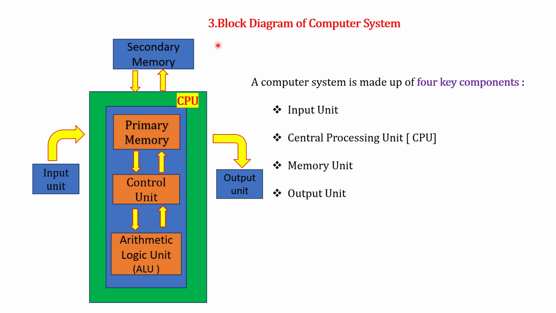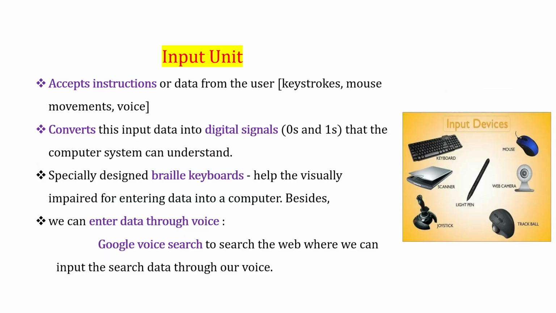In this video, we shall discuss the block diagram of the computer system in detail. A computer system is made up of four key components: the input unit, the central processing unit, the memory unit, and the output unit. Again, in the central processing unit, there are three main components: the primary memory, the control unit, and the arithmetic and logic unit. So we shall discuss in detail the functions of each unit in the next slide.